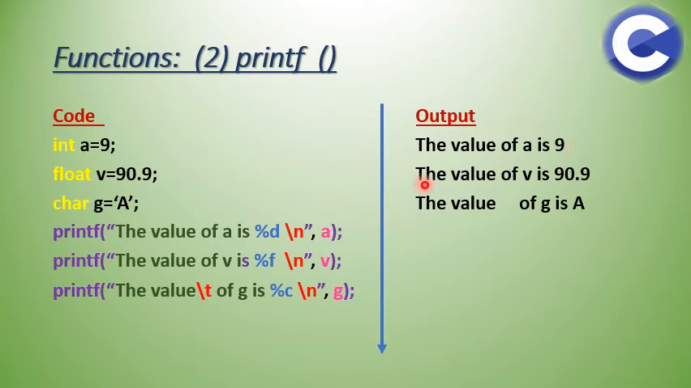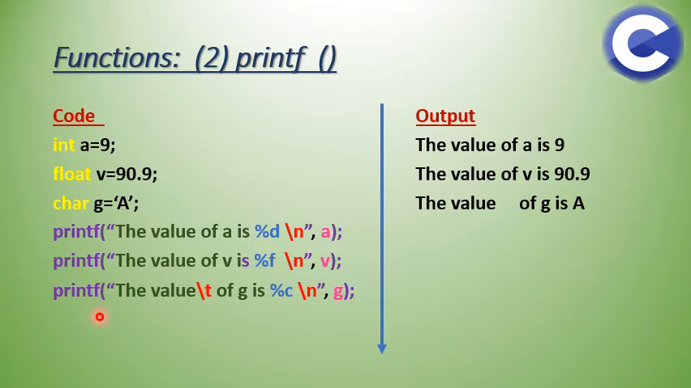Now your cursor has moved to the second line, the new line. Now again, your printf function. The value of v is %f. So what is this %f? After the double quotes and comma comes your v variable. So you can say the value of v is this v value, which is 90.9. Now again the \n means that after printing this output, your cursor will automatically move to the next line. You can see here the value of v is 90.9, then your cursor again moves to the next line.